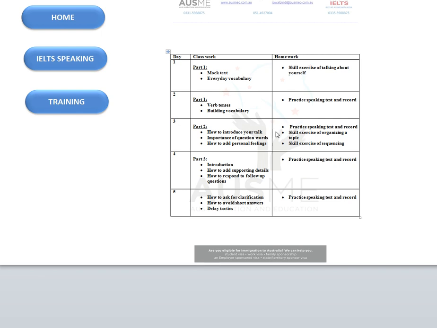So the homework you get for the day 3 is again a practice test that you'll have to do and record yourself, and you'll do some skill exercise for organizing a topic and sequencing. So organizing a topic and sequence is sort of similar if you think about it. It's all about how you can plan your talk for the part 2.